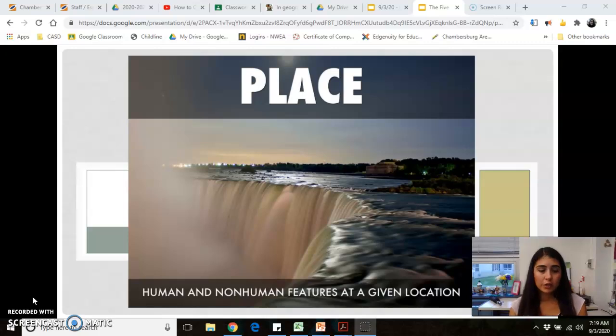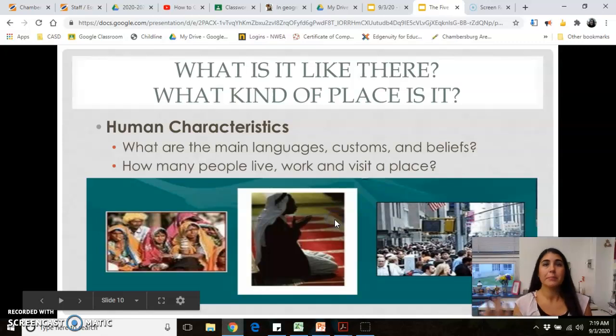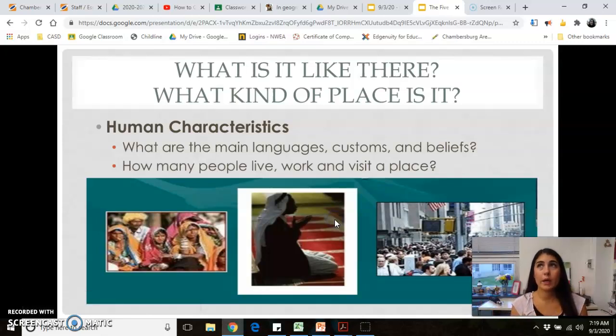And there are two ways to organize place. So the two questions that you need to ask yourself about place are, what is it like there? If you went there, what is it like there? What do you see? What do you hear? What is it like there? And what kind of place is it? And to answer those questions, there's two ways to look at it. There's the human, and then there's also the physical, the non-human side of it.